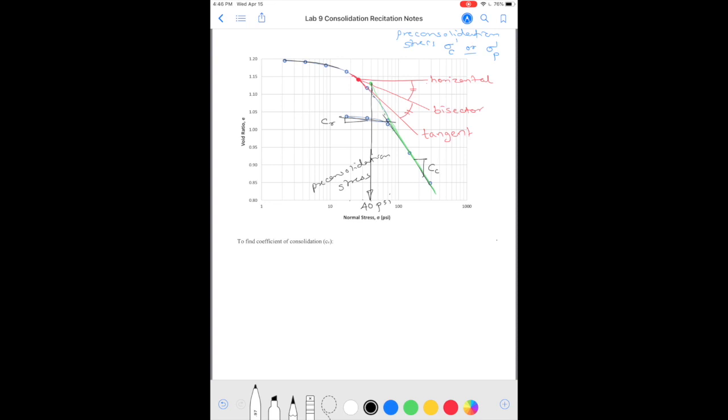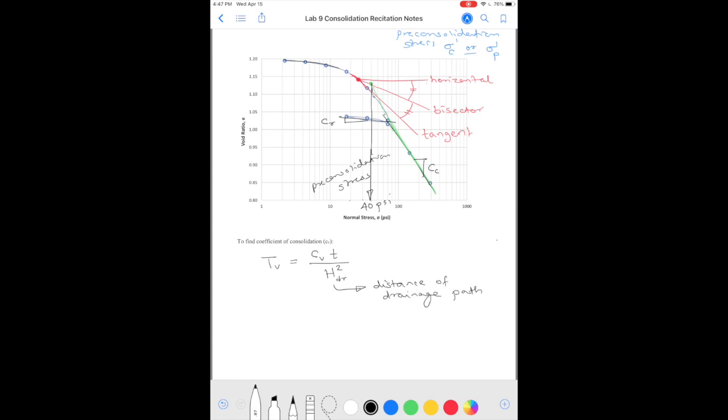Then we move on to the coefficient of consolidation, which uses the equation: T sub v, which can be found from a table, the time factor, equals the coefficient of consolidation C sub v times time, divided by the sample height squared. And this actually oftentimes has a subscript dr, which is the distance of the drainage path.